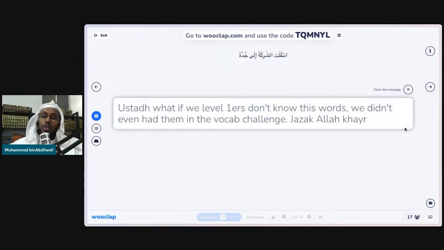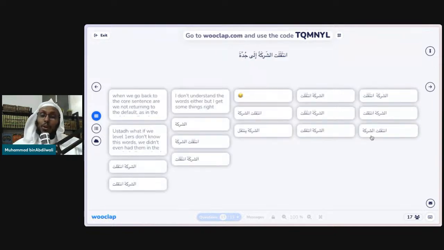What if we level oners don't know these words? We didn't even have them in the vocab challenge. Ah, that's a good point. That's a good point.